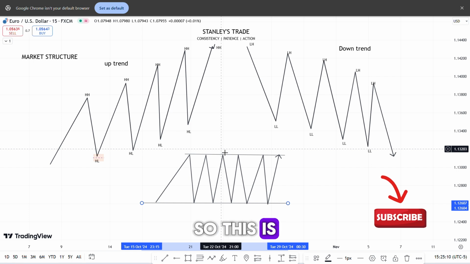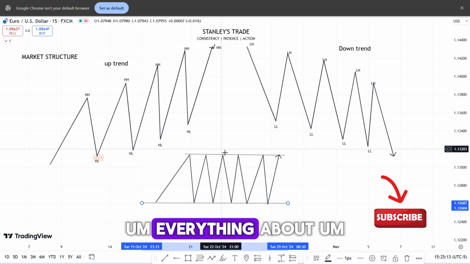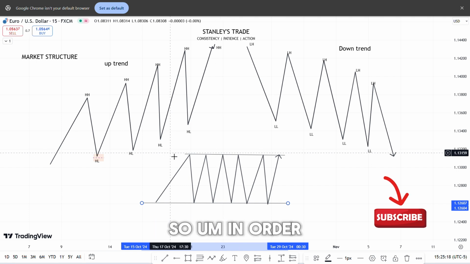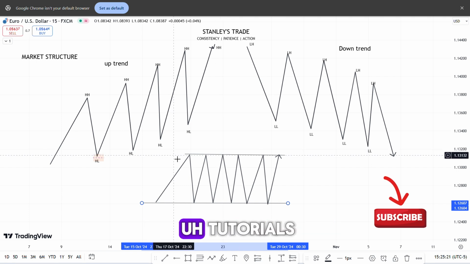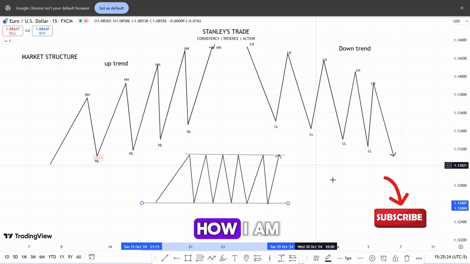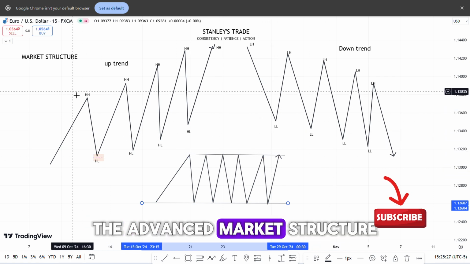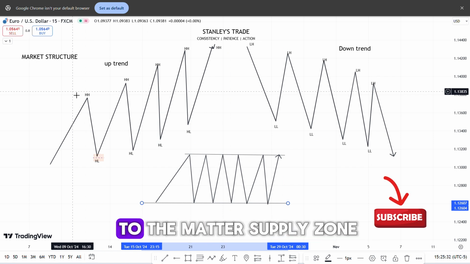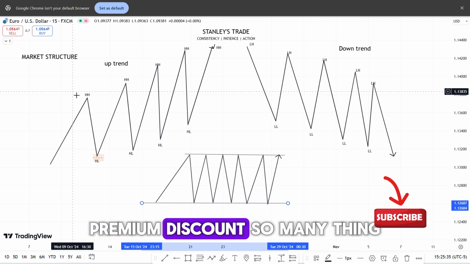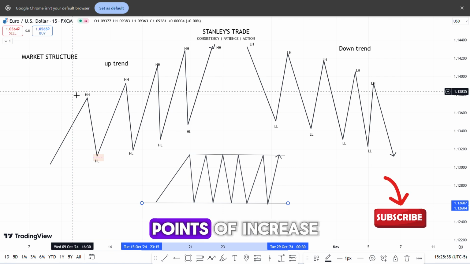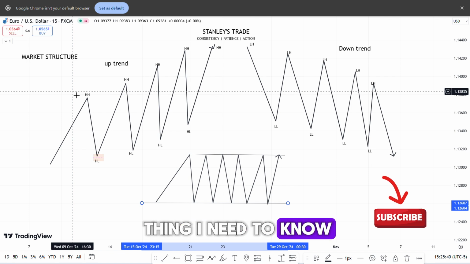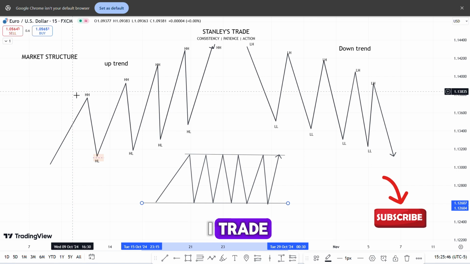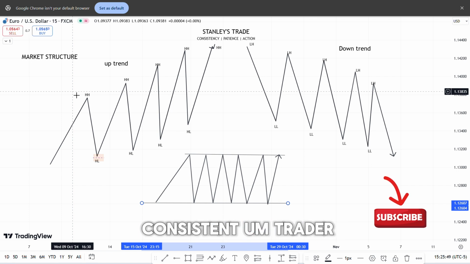So this is everything about market structure. In my other lecture tutorials, I'll be teaching you advanced market structure, and then break of structure, change of character, and then we'll go into demand and supply zones, premium and discount, point of interest, and so many other things you need to know to be profitable in the market. I'll also introduce to you the strategy that I trade that has made me a consistent, profitable trader.